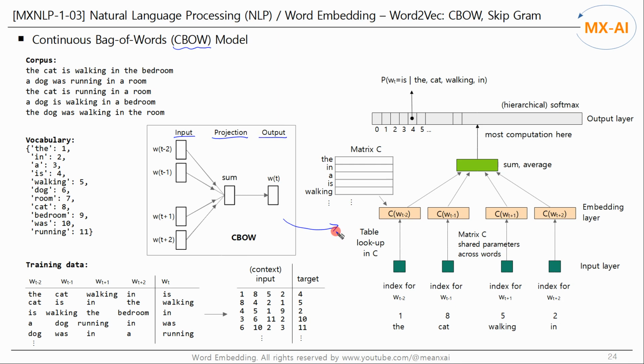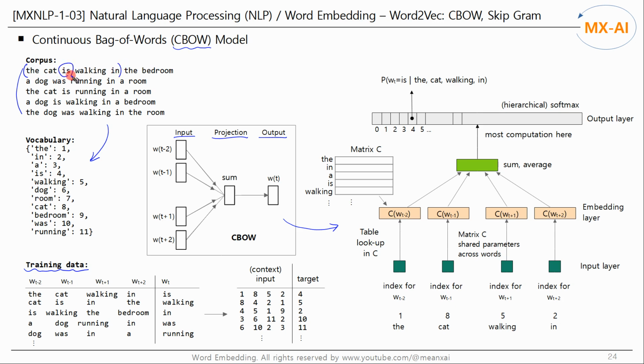Before looking at the structure of the model, let's first take a look at the dataset. Let's say we have a tiny corpus with only 5 sentences, like this. We create the vocabulary from this corpus as follows. Then generate a training dataset as follows. We used 5 grams in this example.